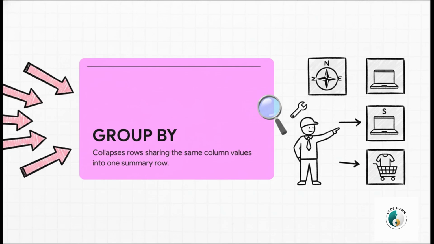Next up on our assembly line is the GROUP BY clause. This is the station where all the individual items that pass that initial WHERE inspection get sorted into nice, tidy, labeled boxes. All the laptop sales from the North region go into one box. All the laptop sales from the South go into a different one. It takes many rows and collapses them into one summary row.